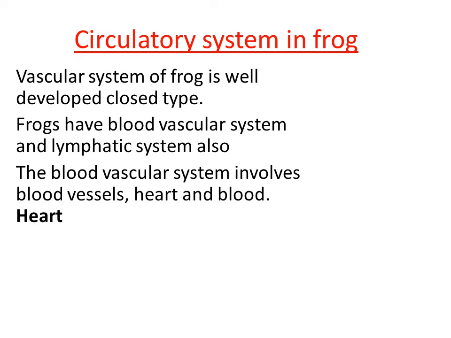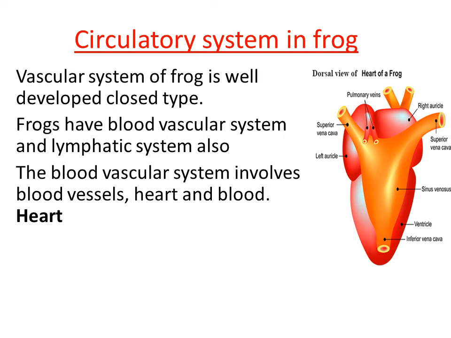So first let us have a look into the heart. What do you mean by heart? So the heart is a pumping organ. So the heart in the frog appears to be like this. So this is a muscular organ, and this muscular organ consists of 3 chambers. So if you look into the human heart, we have 4 chambers, right? But in the frog, the heart consists of 3 chambers, upper 2 chambers and lower 1 chamber.